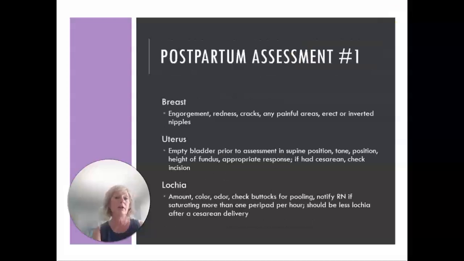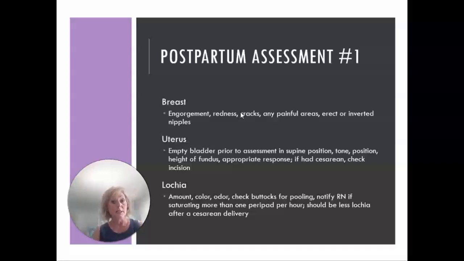Okay, so we've kind of already talked about our postpartum assessment. So we've done our bubble here. We've kind of talked about it. But what are we going to look for? So when we look at the breast, we're going to look for redness, cracks, any painful areas, inverted nipples, erect nipples, and engorgement. If the baby's not latching really well, maybe their nipples are inverted, they may need a nipple shield, something to help the baby be able to latch.